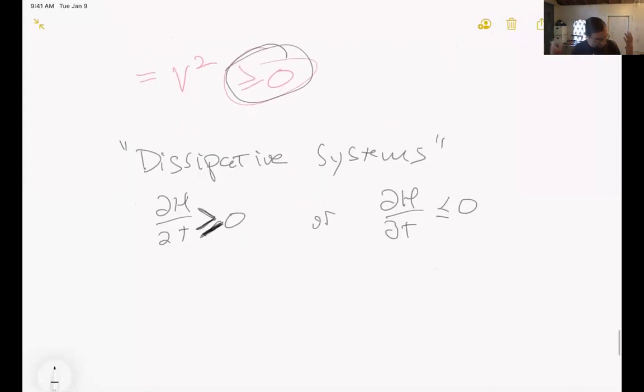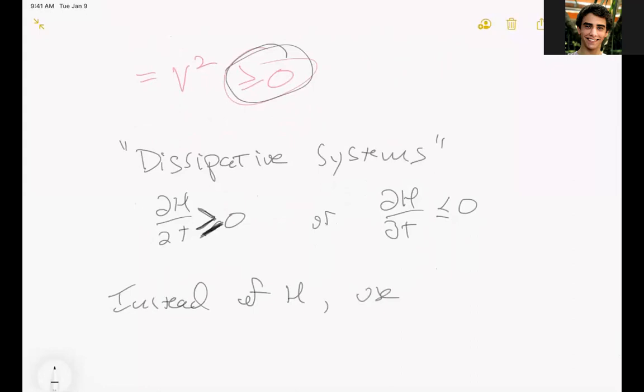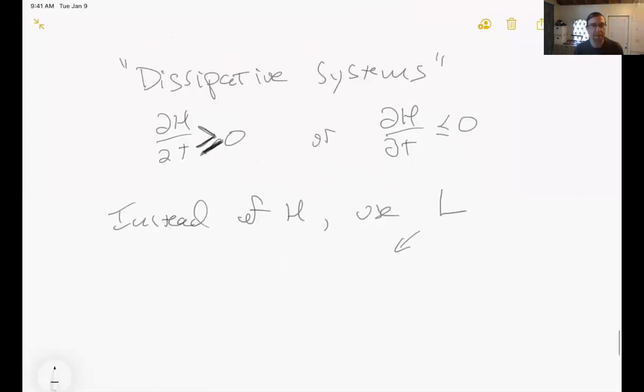Right? For fancy reasons, this new function, we don't call it H anymore because it's not a Hamiltonian function. So instead of H, we use the letter L. Really, I should be saying dL/dt is always greater than or equal to 0, or dL/dt is always less than or equal to 0. And that stands for a Russian mathematician whose last name was Lyapunov. And so this function, we don't call it a Hamiltonian function anymore. We call it a Lyapunov function.